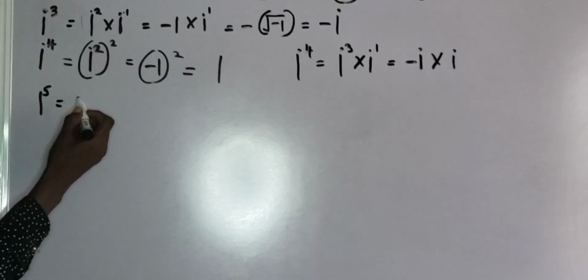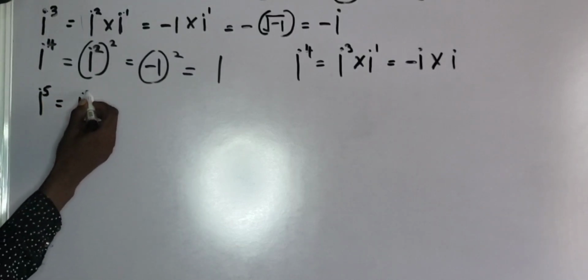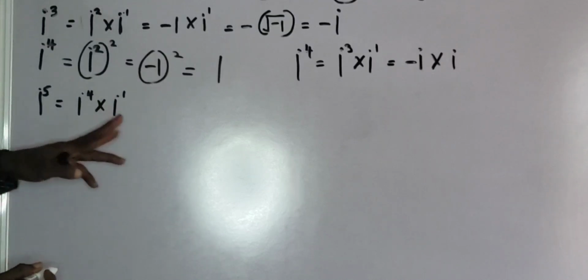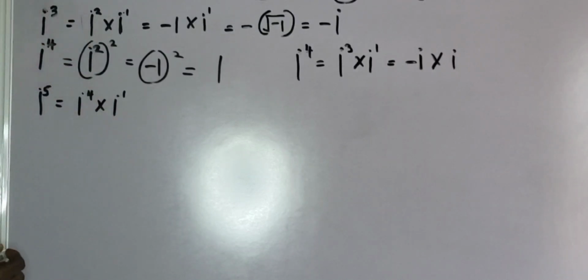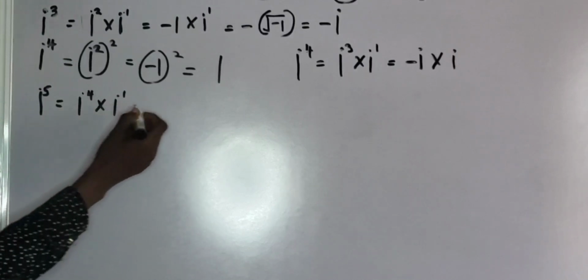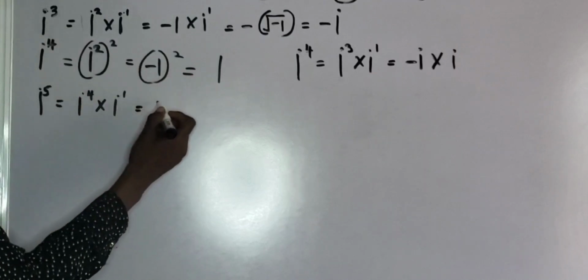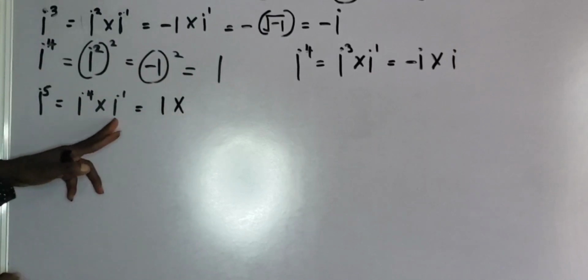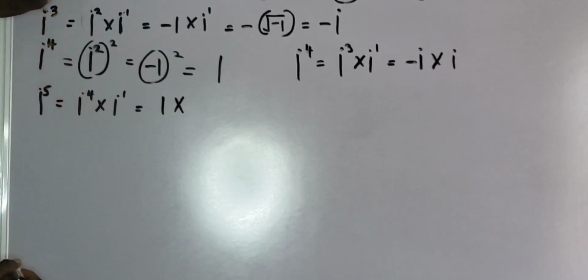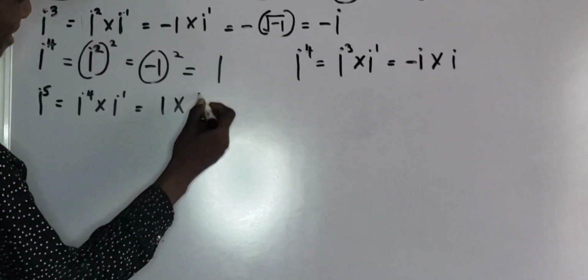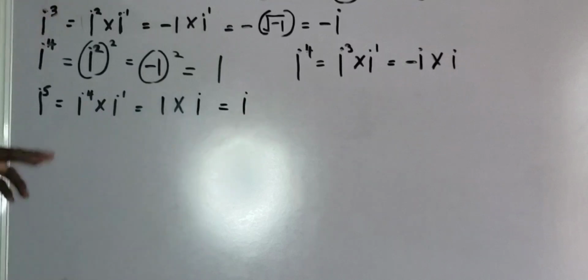i raised to the power of 5. i raised to the power of 5 can be written as i raised to the power of 4 multiplied by i raised to the power of 1. Don't forget that i raised to the power of 1 is also the same thing as i. Are you getting it? I just want you to understand. That is why I'm putting this one, okay? And don't forget that i raised to the power of 4 is 1. So I'm going to have 1 multiplied by i raised to the power of 1. i raised to the power of 1 is i. And i is root of minus 1. So 1 multiplied by i. Are you getting it? That is i. So i raised to the power of 5 is i. So that's how you are going to do.